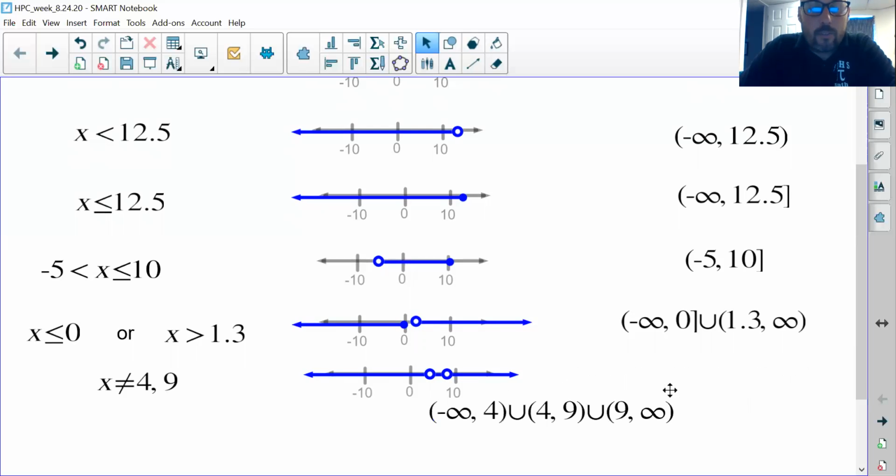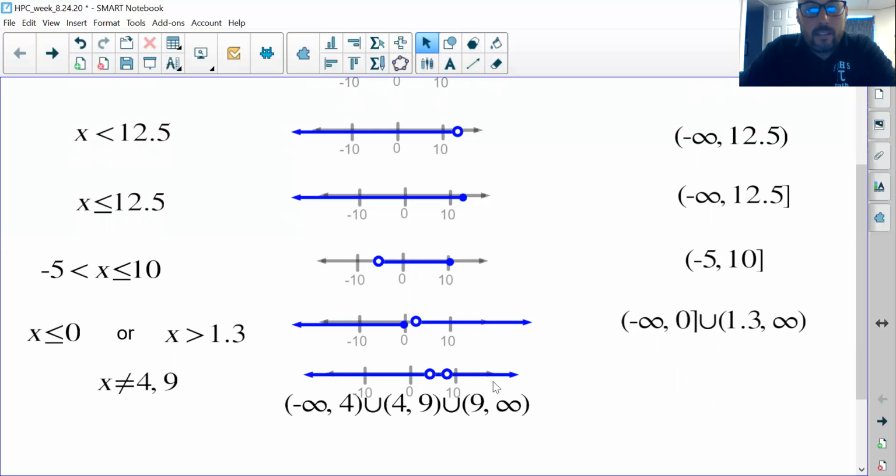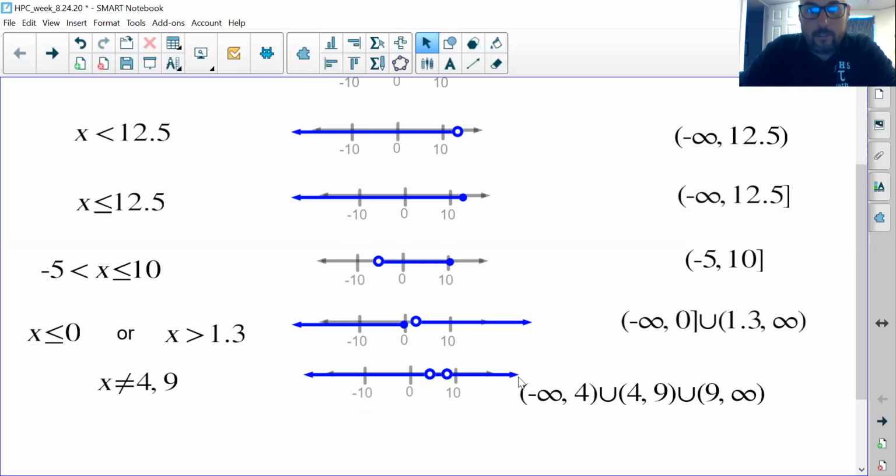So you've got three groupings, so three intervals. The first interval is starting from the far left, negative infinity, all the way up to 4, not including 4. And then you need to join that with the middle grouping, and the middle grouping is between 4 and 9, not including either one of those. And the last grouping is after 9, so everything greater than 9. So from 9 to infinity, not including 9.